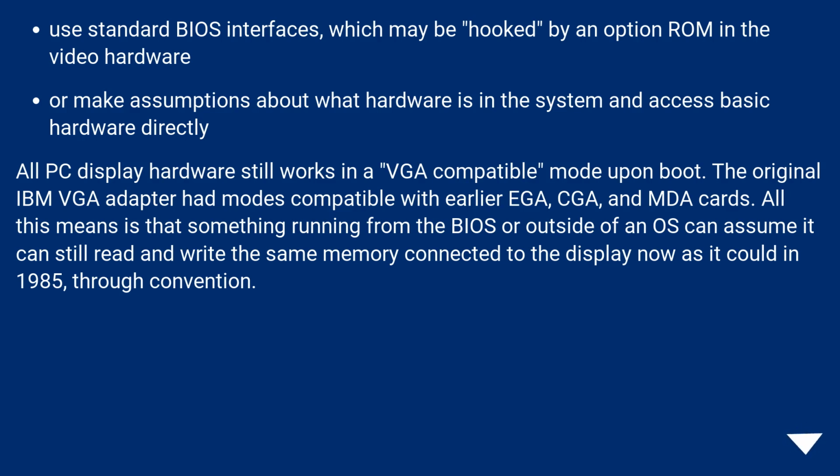All PC display hardware still works in a VGA compatible mode upon boot. The original IBM VGA adapter had modes compatible with earlier CGA, EGA, and MDA cards. All this means is that something running from the BIOS or outside of an OS can assume it can still read and write the same memory connected to the display now as it could in 1985, through convention.